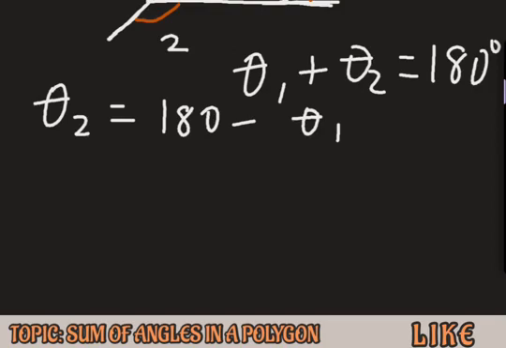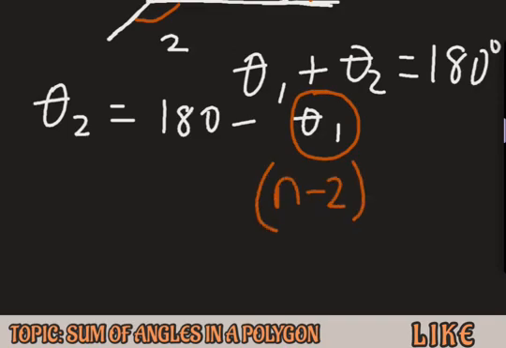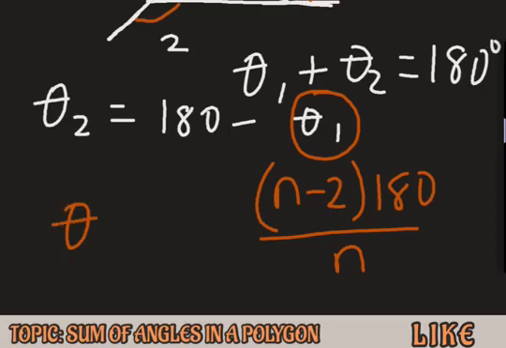And remember that theta 2 is our exterior angle, while theta 1 is our interior angle. And also remember that we found previously that the value of one interior angle, which is this, is equal to (n minus 2) multiplied by 180, divided by n. You see this? Good. Therefore, theta 2 is 180 minus this. Right. Good.